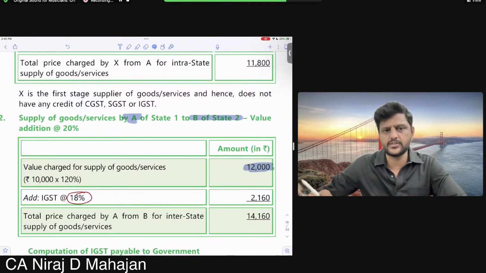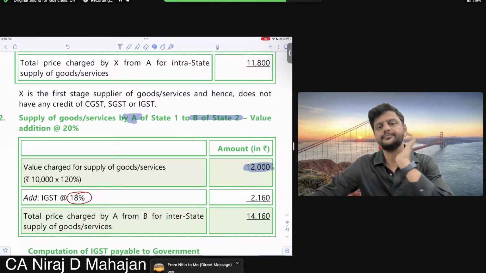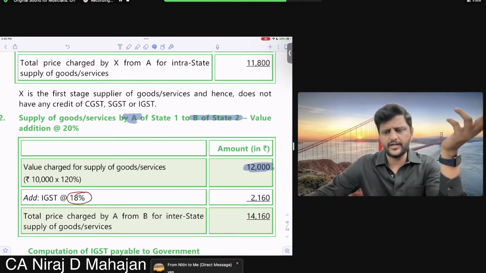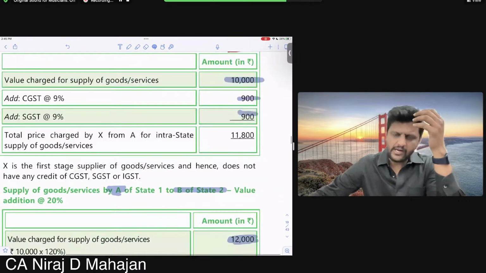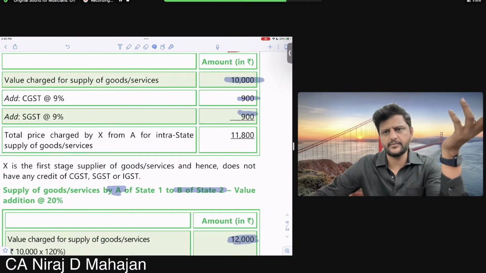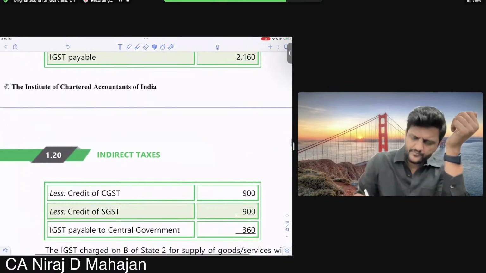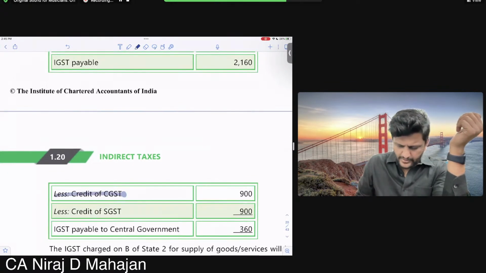So he has charged 2160. So how does it look? The scheme, what does it look like? IGST output minus what? CGST ITC or SGST ITC, one after another. So 2160 minus 900 minus 900. We'll come back to the same thing. Understood? Check. So IGST output minus CGST input, SGST input.